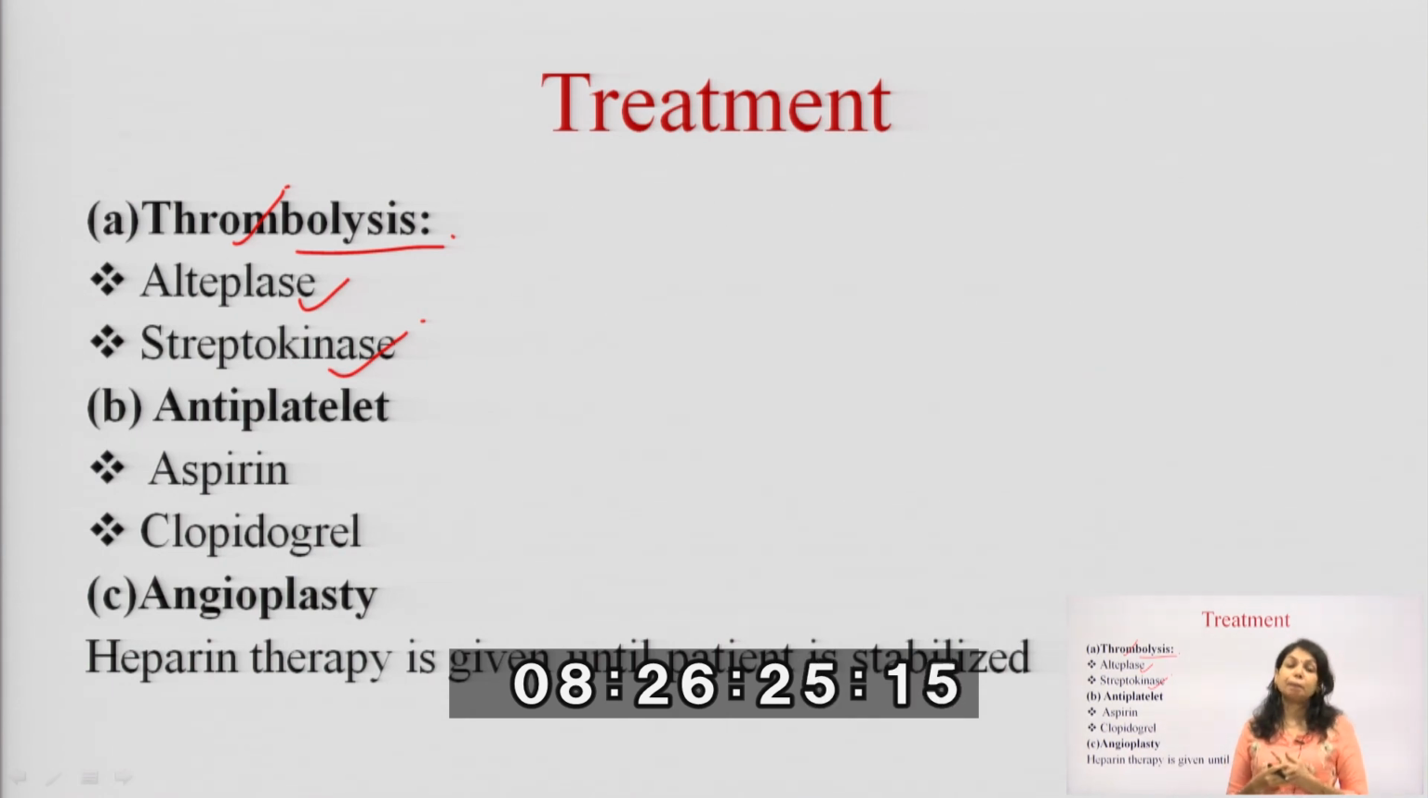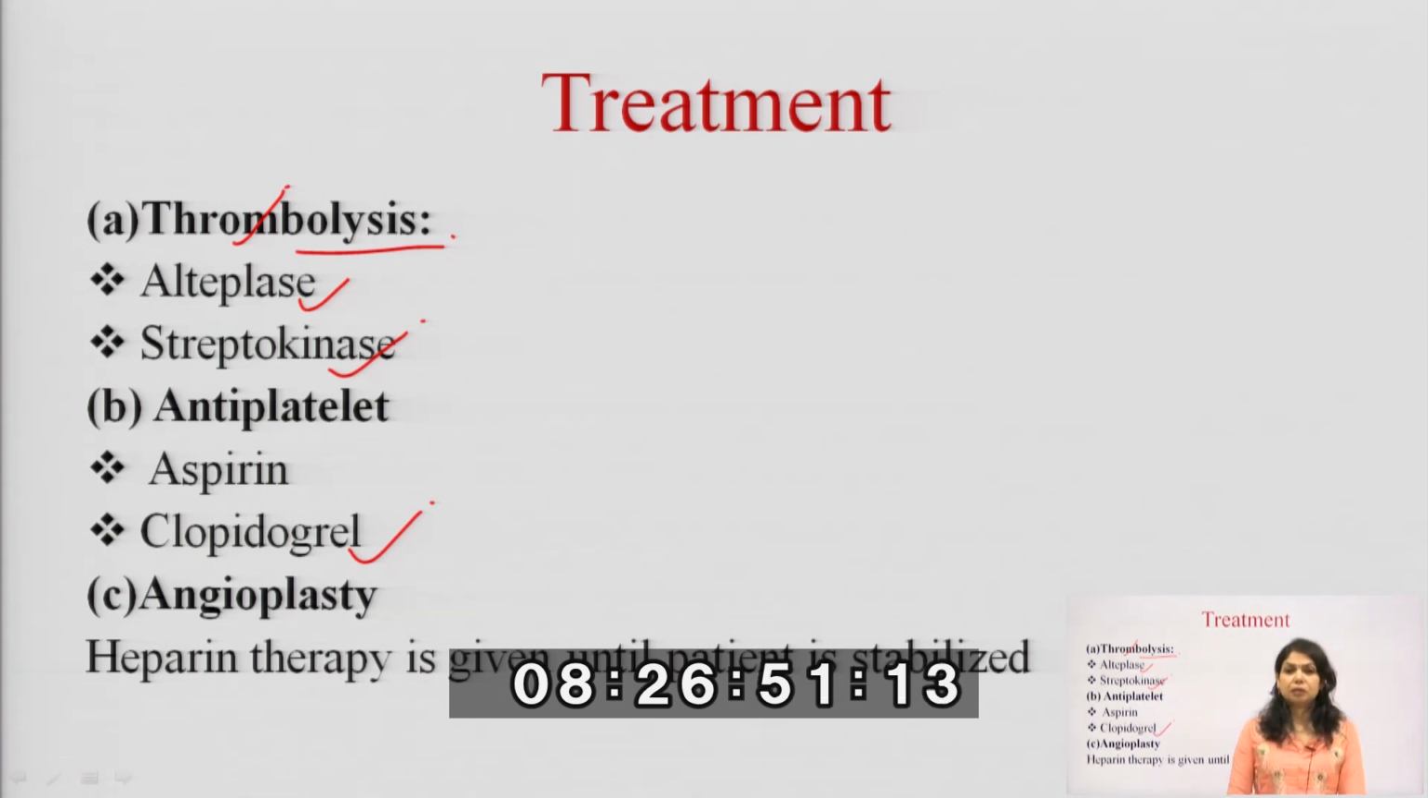Then antiplatelet drugs are given, like aspirin and clopidogrel. They break down the platelets over there, because platelet accumulation is leading to myocardial infarction. Then angioplasty is done.